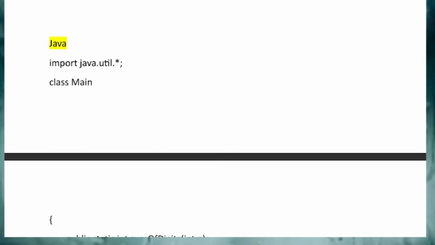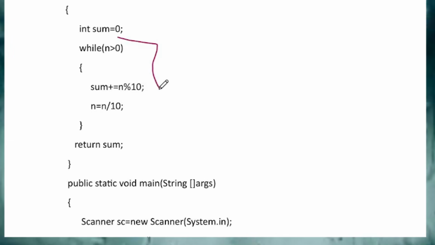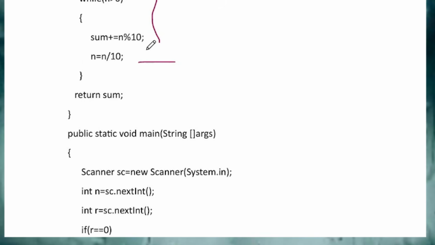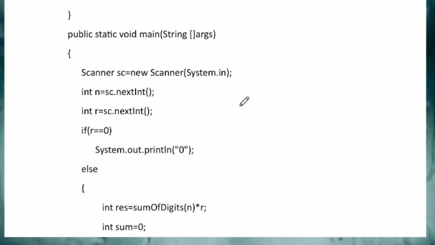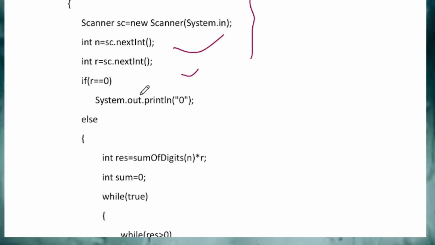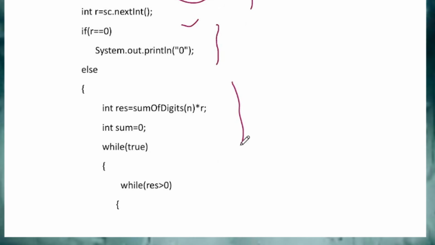So Java, same things: I am including the imports and class Main, traversing the loop, summing this value, and I will repeat the same steps till we reach the single digit. Same things: public static void main and taking the input n and r. If r equal to 0, I will print 0 using System.out.println. Why? Because this is the edge case, you have to handle it. Make sure to focus on the edge case. Edge case is important, okay? And else I will just repeat those operations.